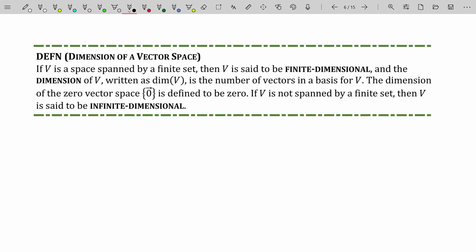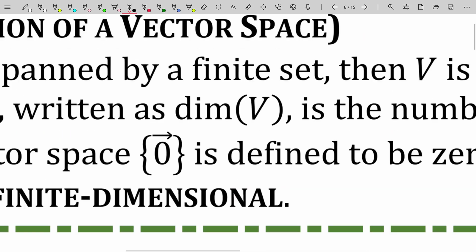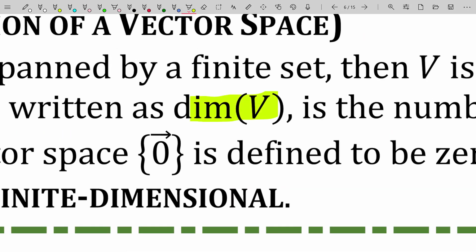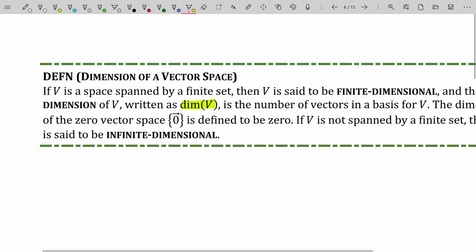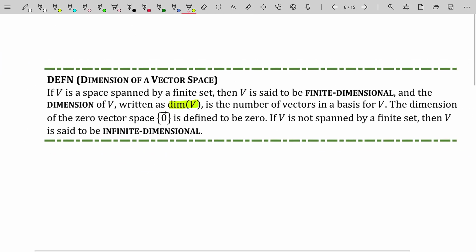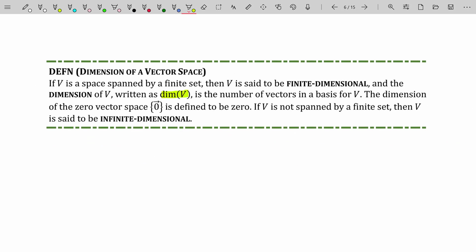The dimension of your space, written as dimension of V, is the number of vectors in a basis for that space. The dimension of the zero vector space is defined to be 0. And that's just needed for some theory and proofs. Generally, you don't even need to define the dimension of the zero space. But if you don't define it, you just might run into a problem when you are doing a proof involving the dimensions of vector spaces. So it's nice to have that defined.